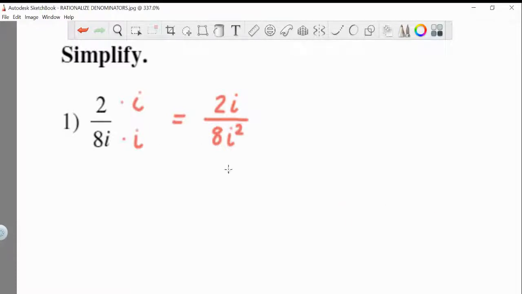Technically, we've made this denominator even more imaginary, but we like that because now we're able to take this i squared and swap it for a -1. And remember, it's not 8 minus 1. It would be 8 times -1. And so what we would have is 2i divided by -8. Now, we've accomplished our main objective, okay? We have taken imaginary piles and we've turned them back into real piles.